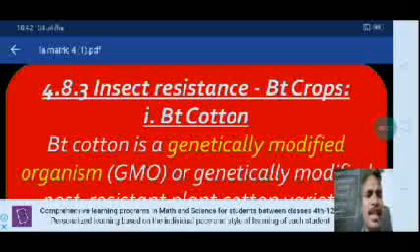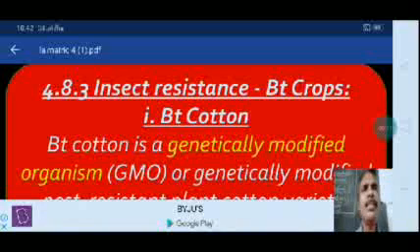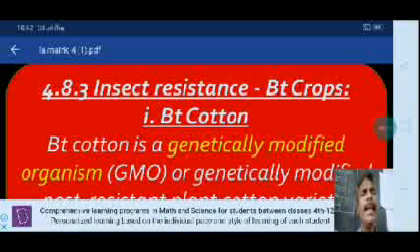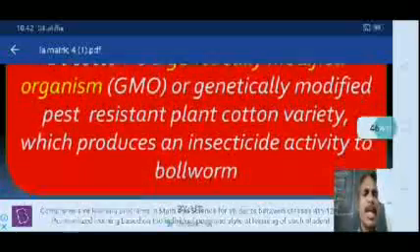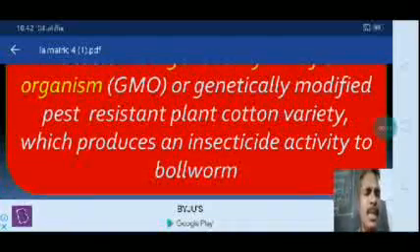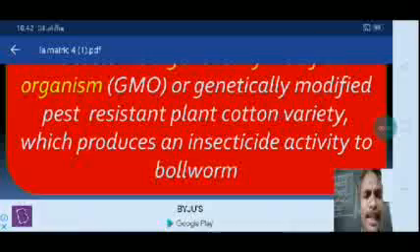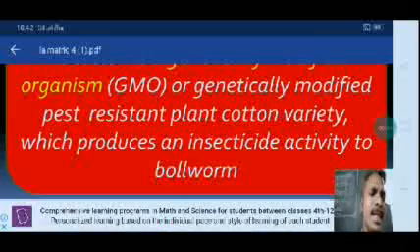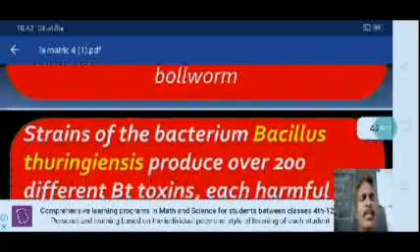Insect resistance means there is a repellent activity. Bt cotton is a genetically modified organism, GMO, a genetically modified pest resistant cotton variety, which produces insecticidal activity against bollworm.